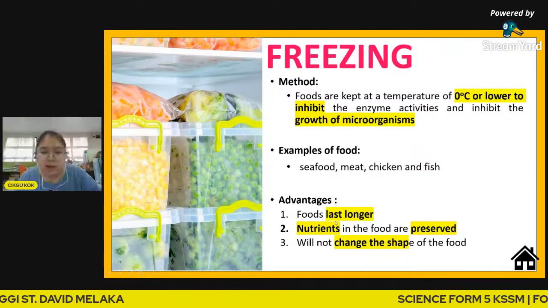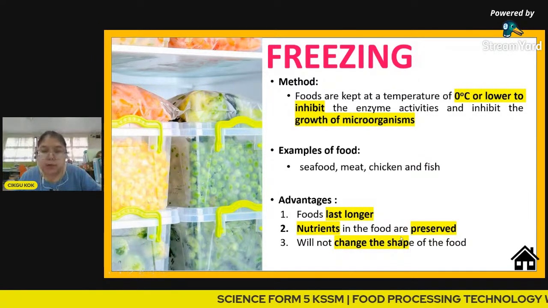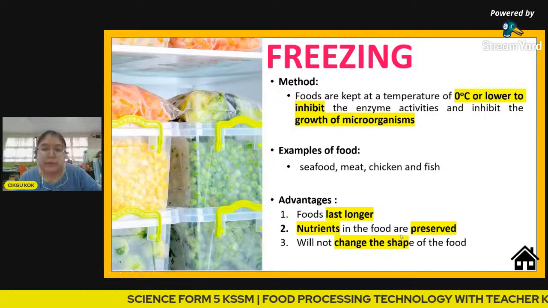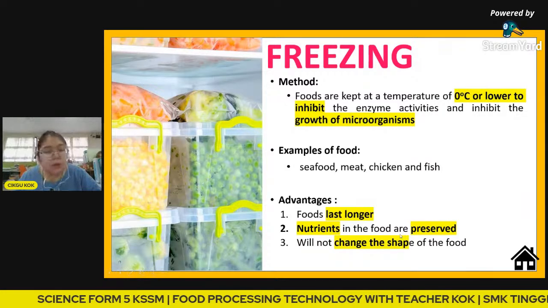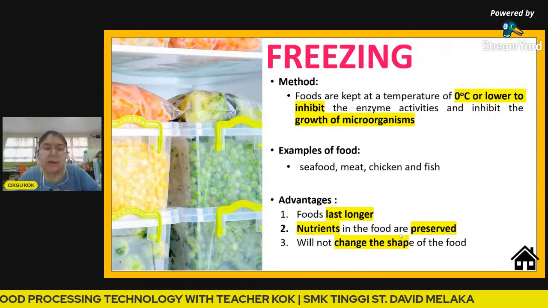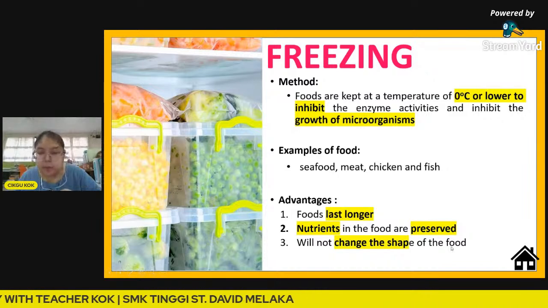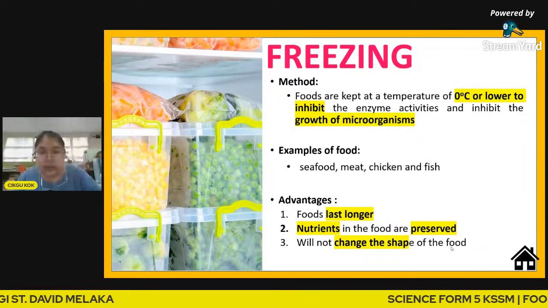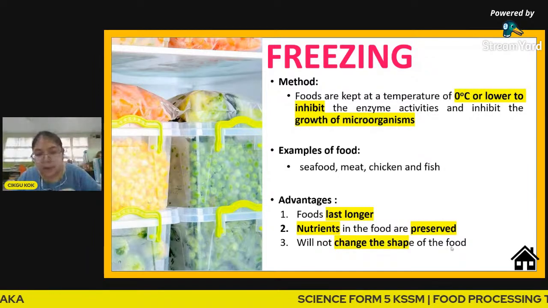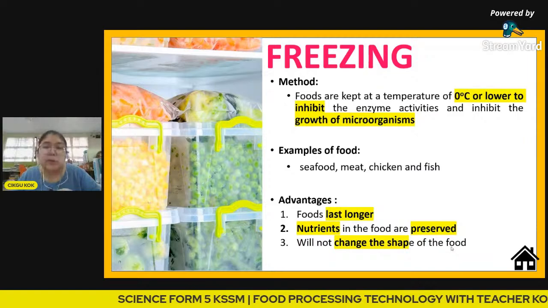Advantages: the food lasts longer. Number two, the nutrients in the food are preserved. You never do anything, you just put it straight into the fridge, so the nutrients are still there. Number three, it will not change the shape of the food. Once frozen the shape stays like this. It won't become smaller after keeping it a longer time. The shape will remain. So this one is physical.